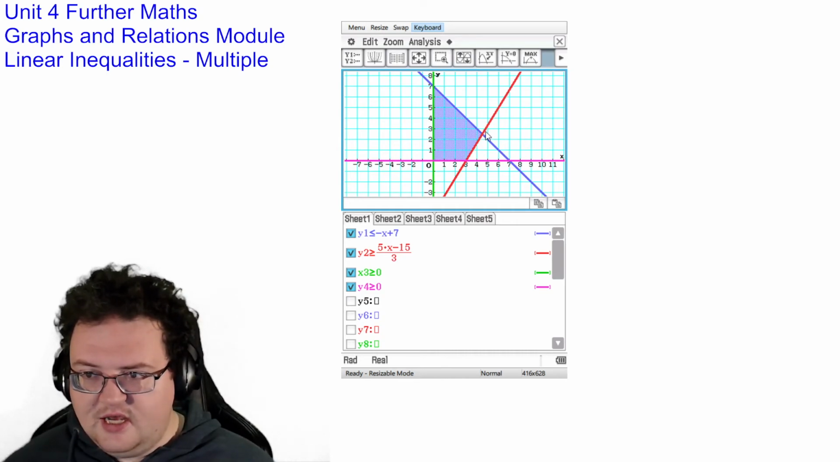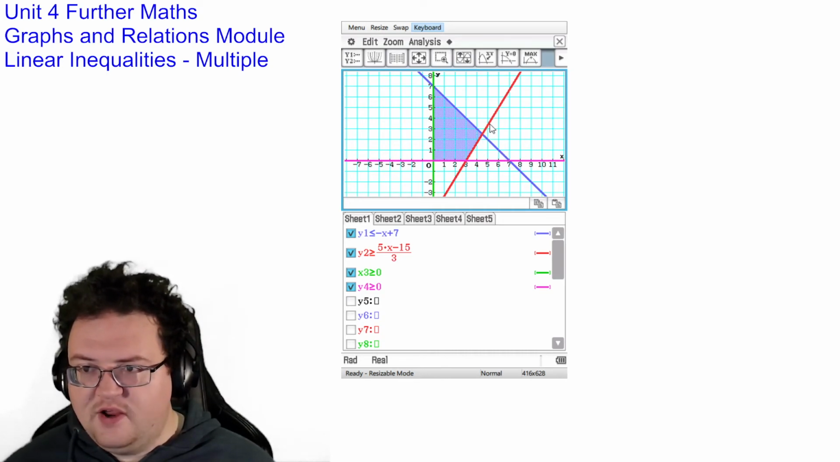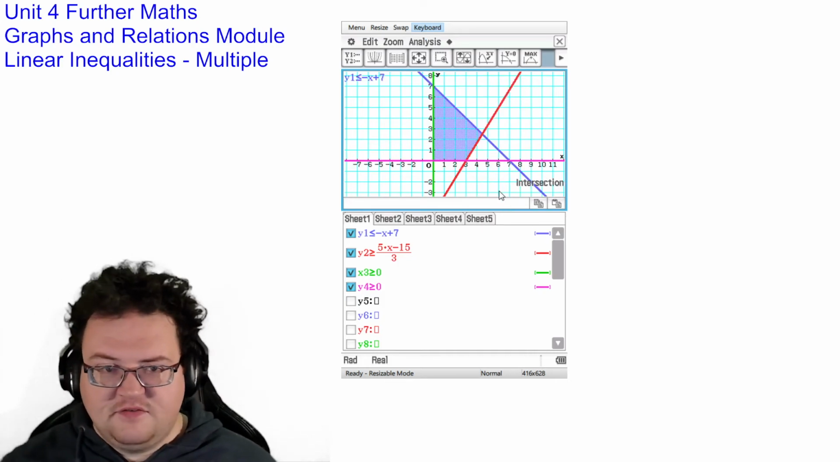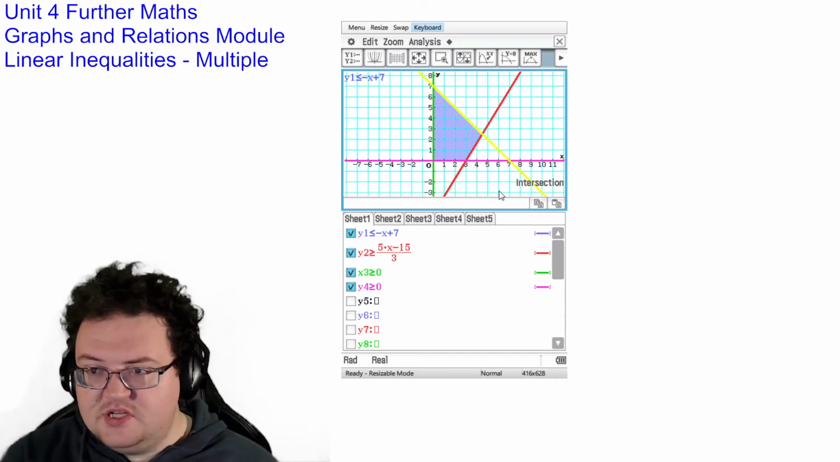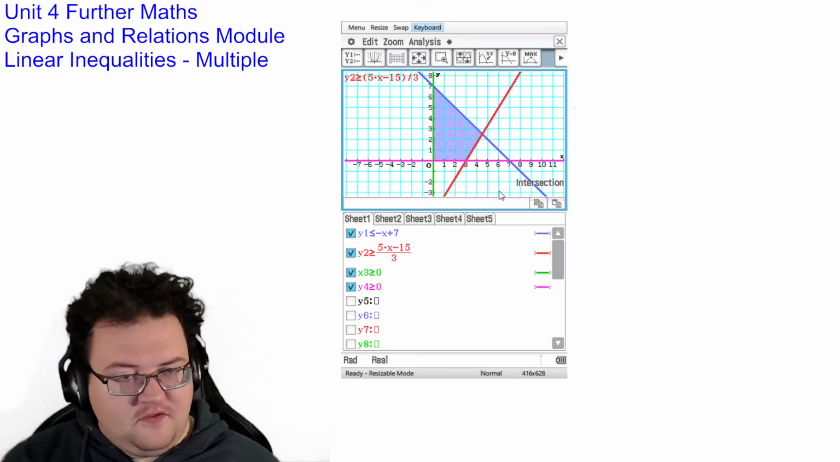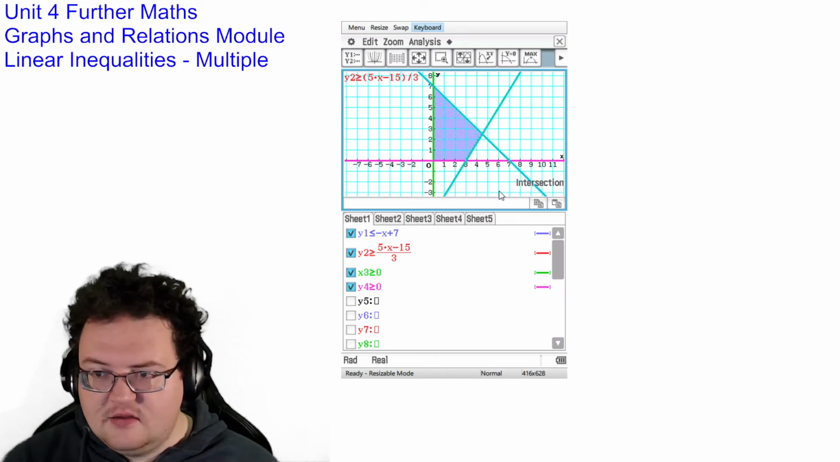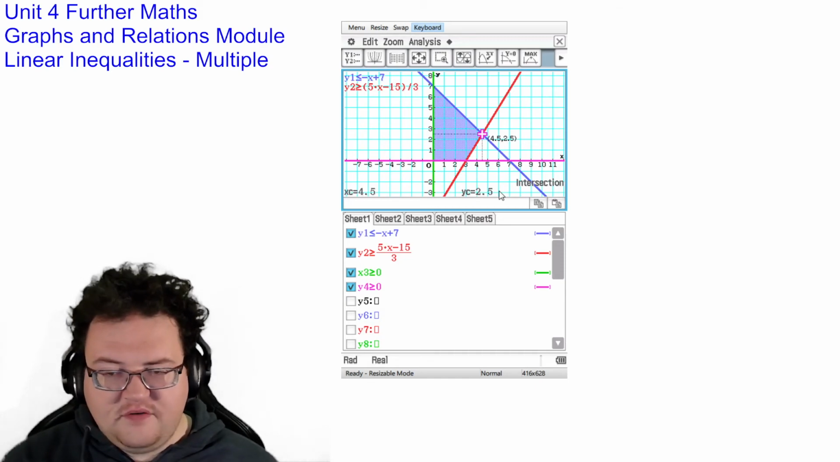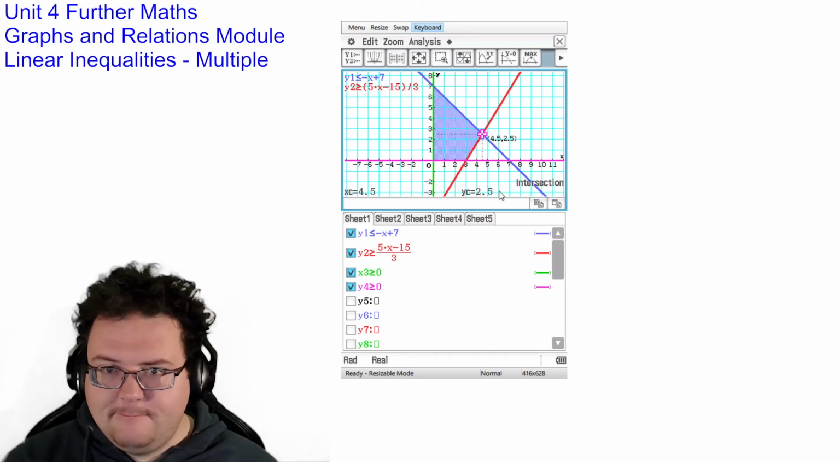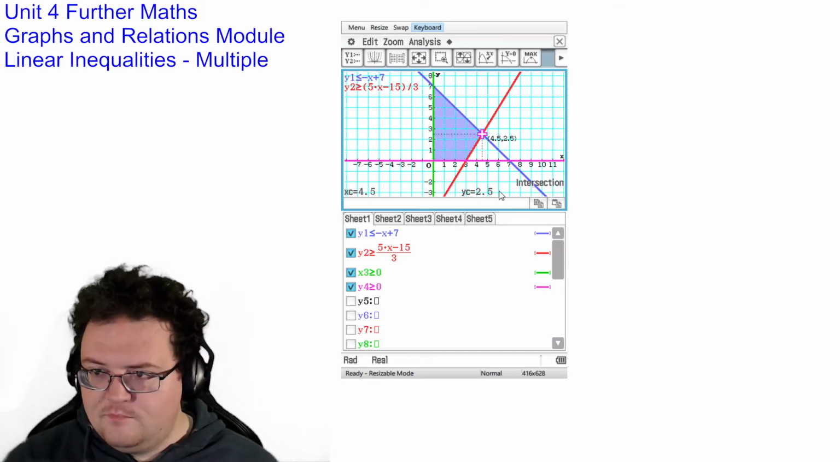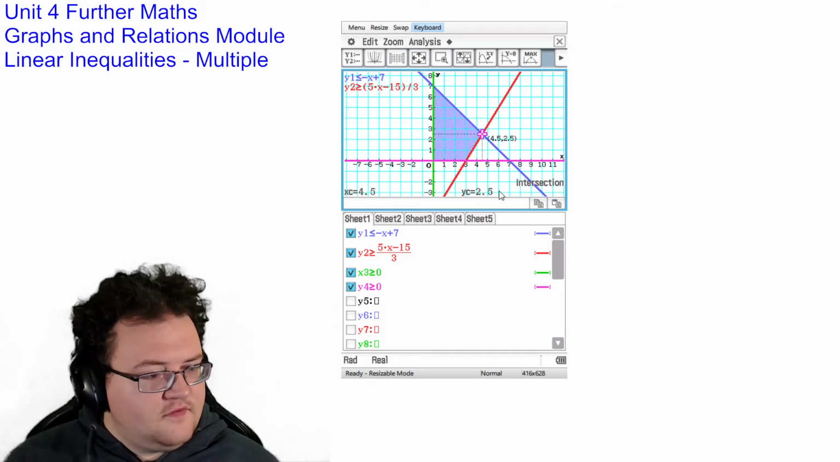So this is the last one here. The overlap between the blue and the red lines. So I'm going to go analysis, G-solve, intersection. And it's going to have a bunch of flashing lines for me. So in this case here, the blue line is flashing. I want that blue line. I also want the red line because now they're both flashing the same color. And it tells me that it is at 4.5, 2.5. All right, so 4.5, 2.5.